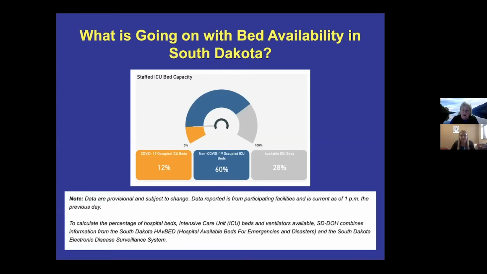And then they combine that with the South Dakota electronic disease surveillance system that tracks how many of those beds are actually occupied. So that Have Bed gives you how many beds are there, and then the disease surveillance system lets you know how many of them are actually occupied. And this is from today, where they say that 12% of the ICU beds are COVID occupied.